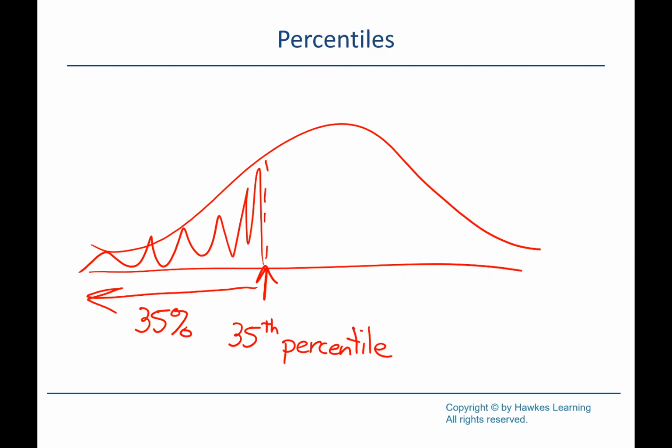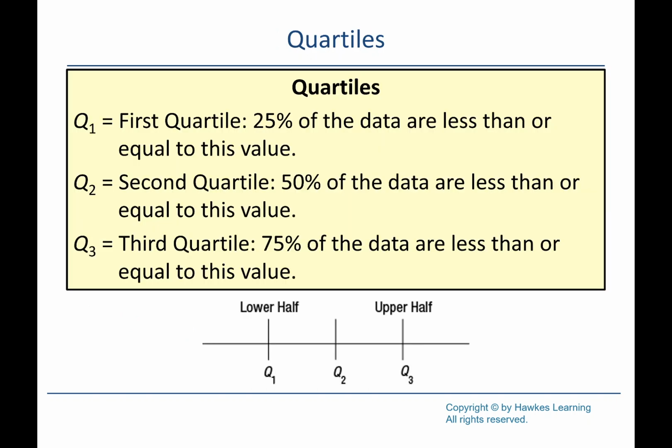We're more concerned with 3 special percentiles, and they're percentiles that divide our data into quarters, into 4 pieces. Since they're percentiles that divide our data into quarters, we call them quartiles. So we're just putting the 2 words together.